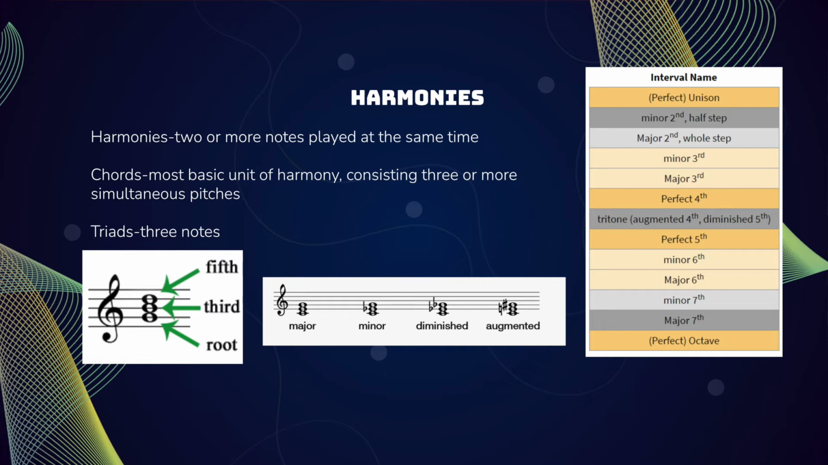Triads are chords that have 3 notes: the root, which is a unison, a third, which can be either major or minor, and a perfect fifth.